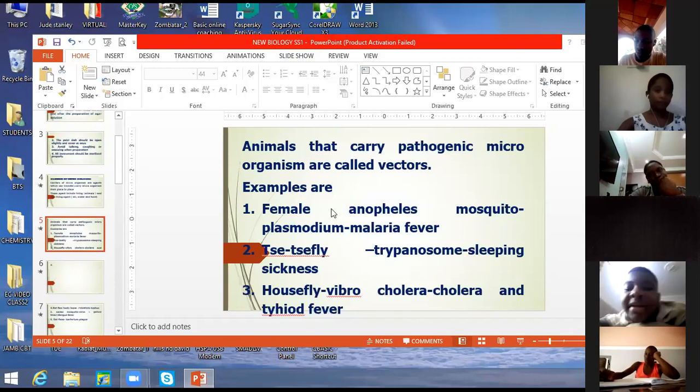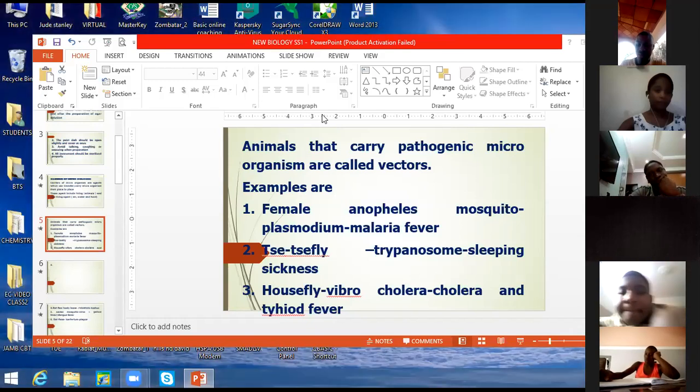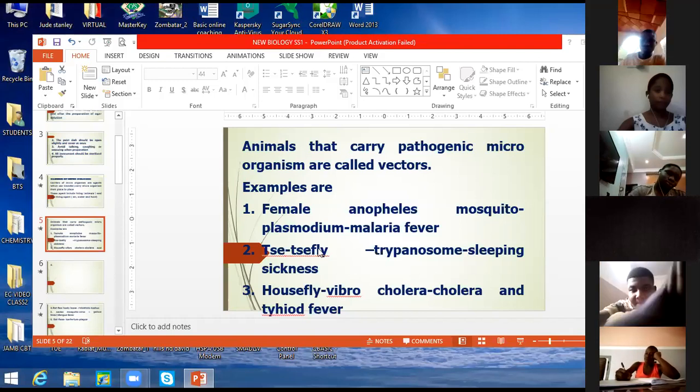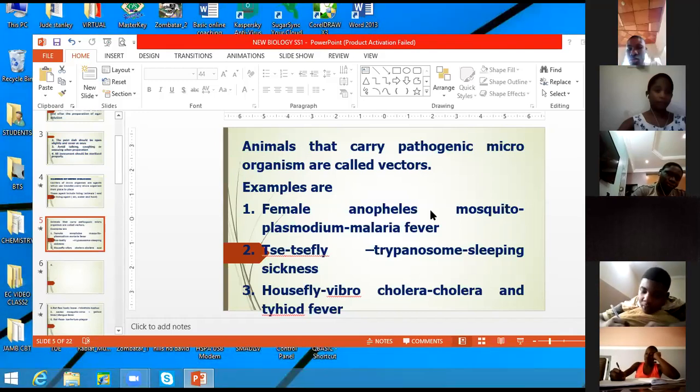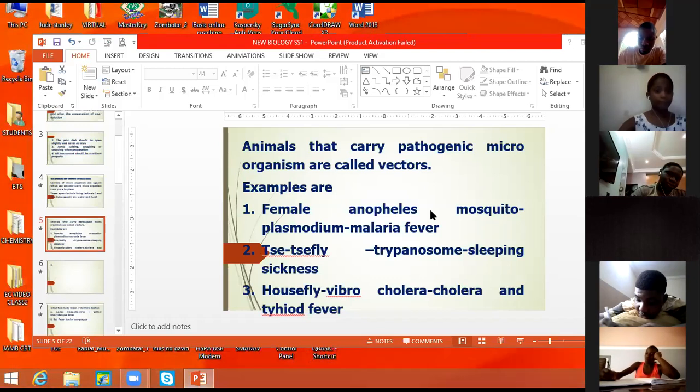Okay. Yes, so please rule your line and make a table in your notes. You write female Anopheles mosquito in the first column. The second will be Plasmodium. Agungu, are you following me? And then you have sleeping sickness, which is also called trypanosomiasis. So you can write that in full.